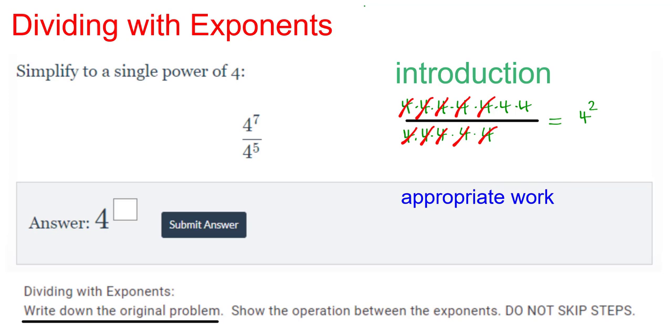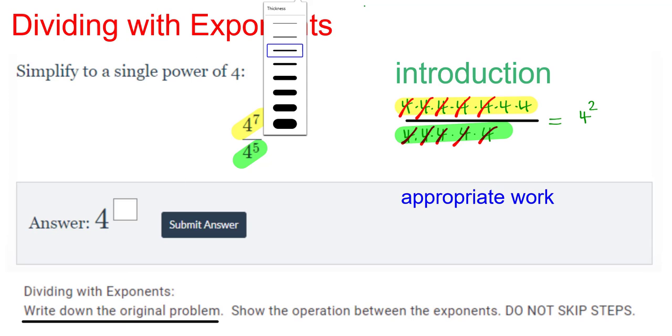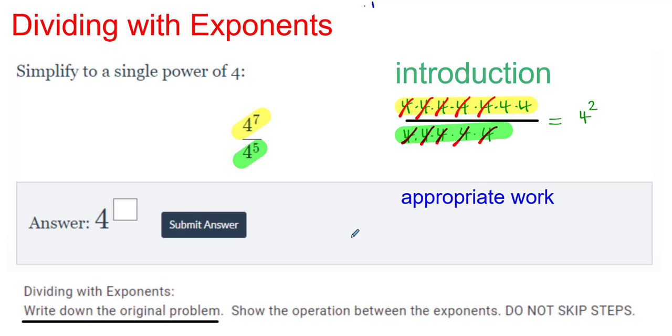And actually here, let me go ahead and just highlight this. So 4 to the power of 7 was listed right here. And then 4 to the power of 5 was listed here. And it's simplified to 4 squared. Now we're going to write down the original problem. Let me switch over to blue. Be super clear on this. And I'm going to start by writing the original problem, which is 4 to the power of 7 divided by 4 to the power of 5.